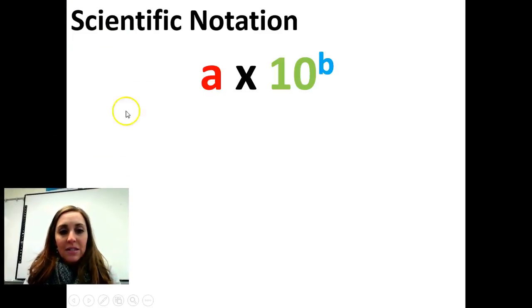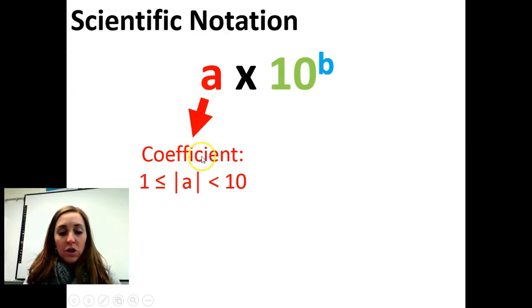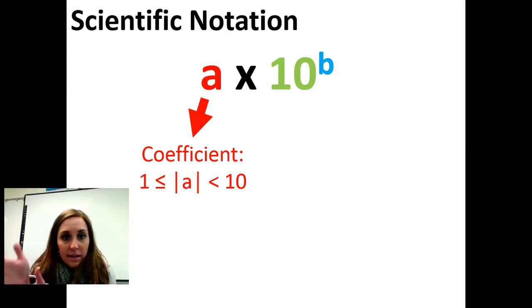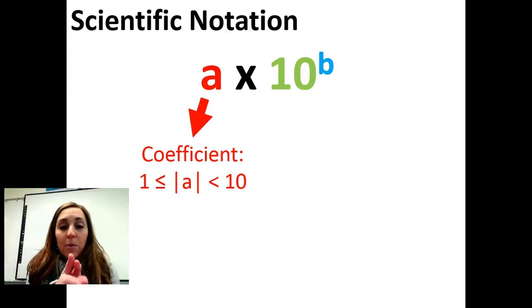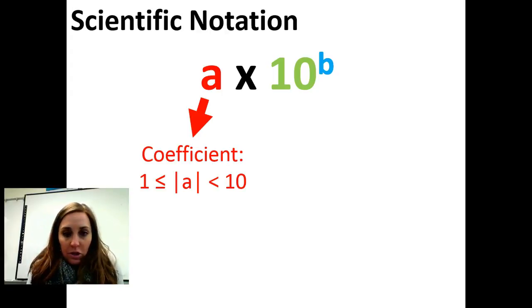So you have some number times 10 to some power. This is called your coefficient, that front number. 1 is the smallest number it can be. It can be 1, but it cannot be any smaller than that. And then it has to be less than 10. So like 9.99999 is fine. Basically, any number that's a digit, a decimal, and then some other stuff. If you look at where your decimal is, you can't have anything more than one digit to the left of that decimal in the coefficient.